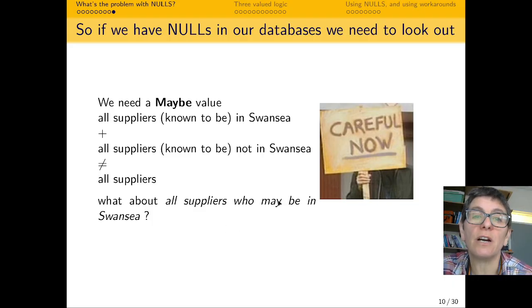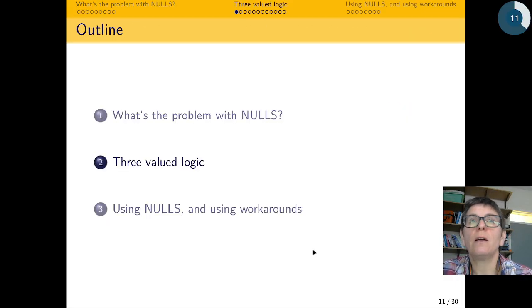So what we've got is kind of a maybe value. So if you've got nulls, all suppliers in Swansea and all suppliers not in Swansea doesn't actually equal all suppliers if you've got nulls in the location variable. So you've got a kind of maybe. So you've got all of those suppliers where the location is Swansea, all of those suppliers where the location is not Swansea, and then all of those suppliers where the location is null are kind of maybes. We don't know. And that leads me on to the concept of three-valued logic, right?